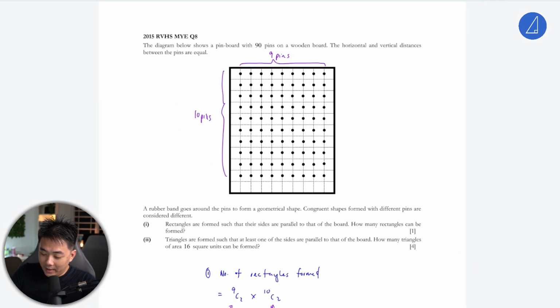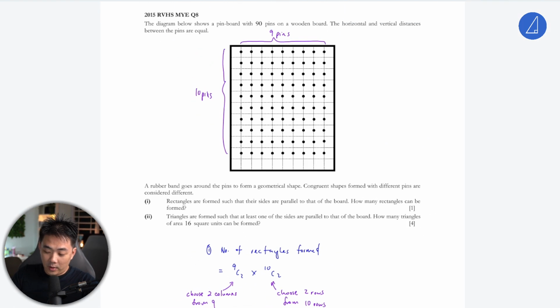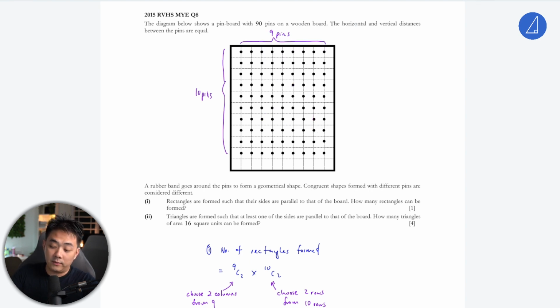I think the interesting one is the second one. Triangles are formed such that at least one of the sides is parallel to that of the board. So essentially we can't have a triangle like this, or like this, where none of the sides are parallel to the board. If it were any form of triangle, there would be 90 choose 3.